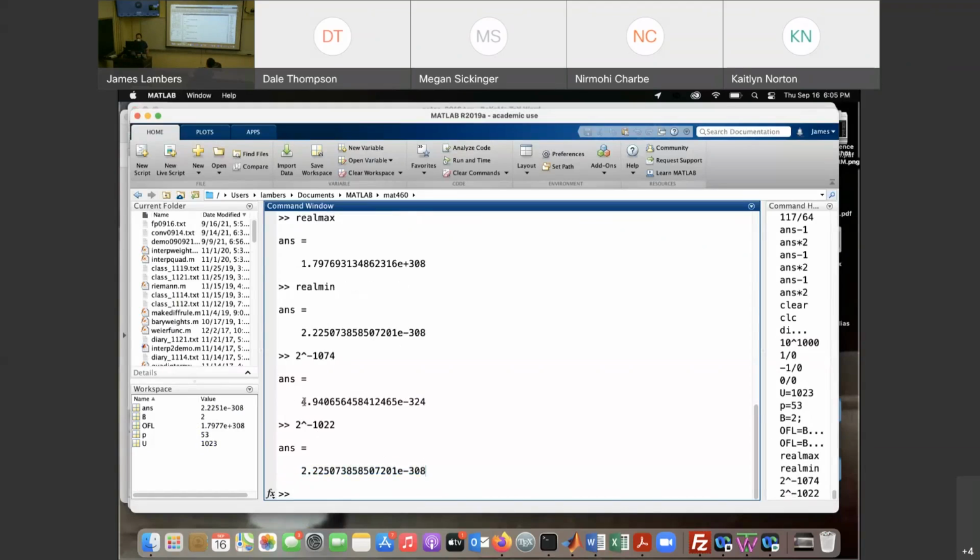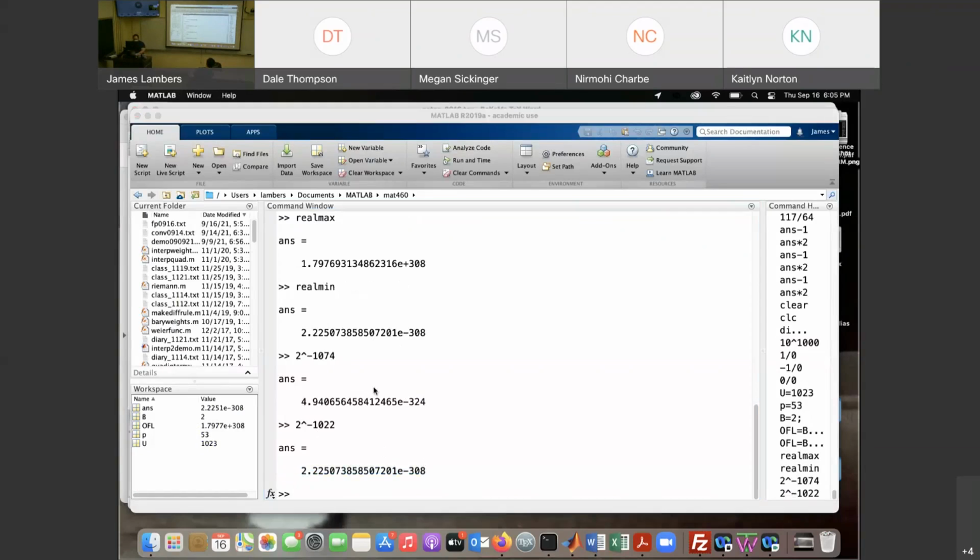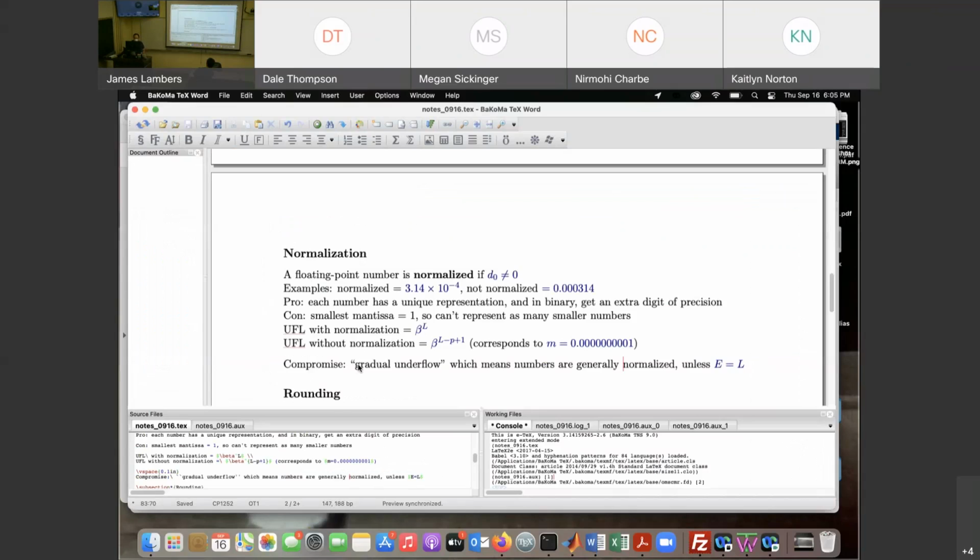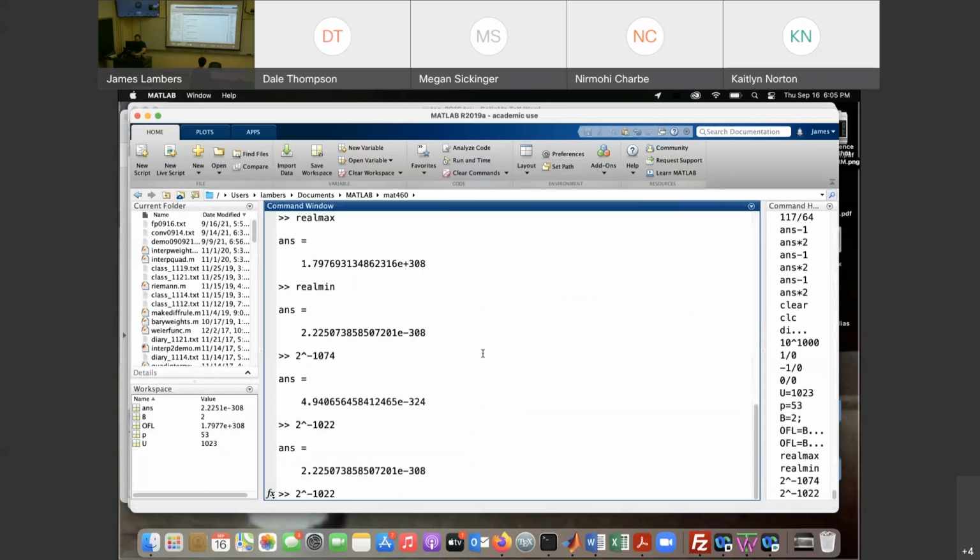But I can go smaller because what is done here, in IEEE, is gradual underflow. So if the exponent is equal to the lower limit, normalization is not carried out. And that's what allows this. So it's interesting that realmin doesn't take it into account. Now, if I try to go one step further, 2 to minus 1075, that is too small. It cannot represent a number that small, so it's declared to be 0.